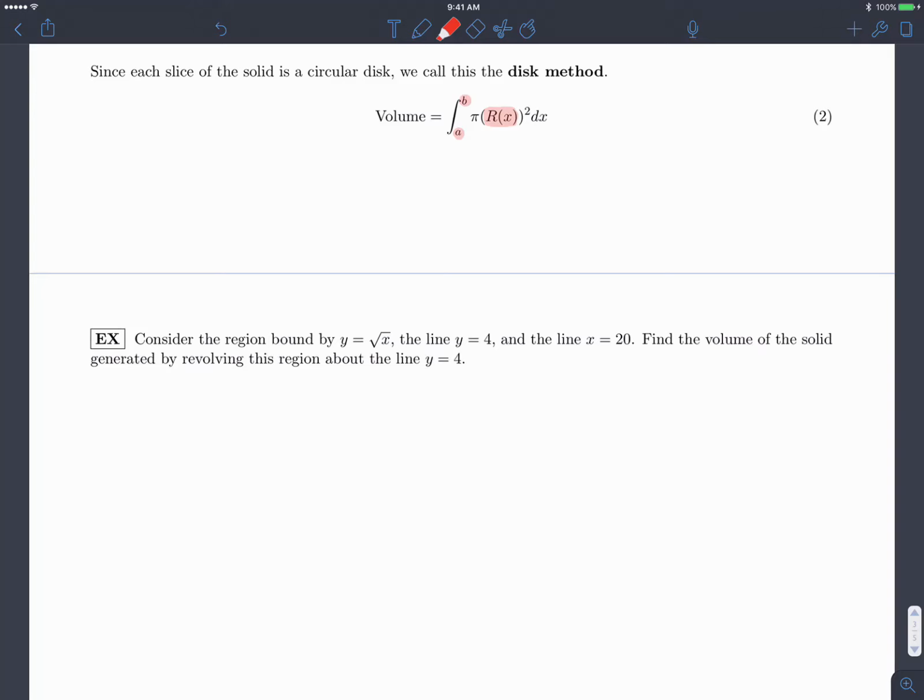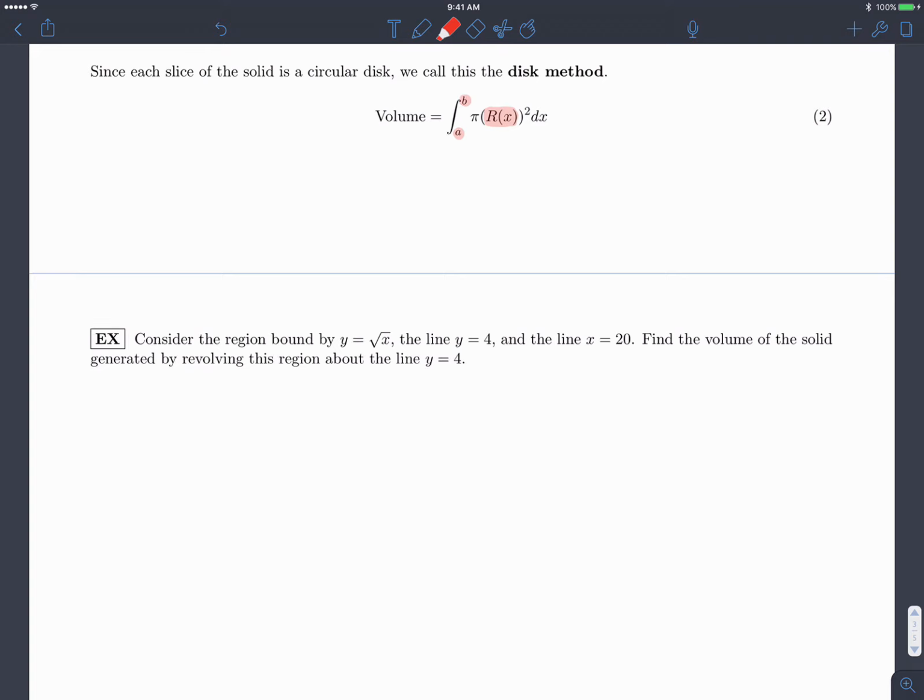Okay, so we just talked about how we set up or justify the formula for what we call the disk method, a method for finding volumes of solids of revolution. In particular, we looked at a horizontal axis, the x-axis. So what I'd like to do is do another example that might be a little bit more involved than the first one.